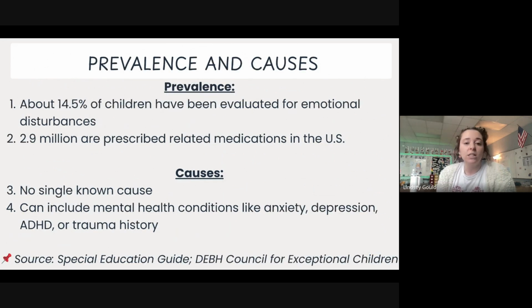So, prevalence and causes. Prevalence is about 14.5% of children evaluated for ED, and 2.9 million are prescribed related medications in the US. There, again, are no single causes, but can include mental health conditions like anxiety, depression, ADHD, or a traumatic history.